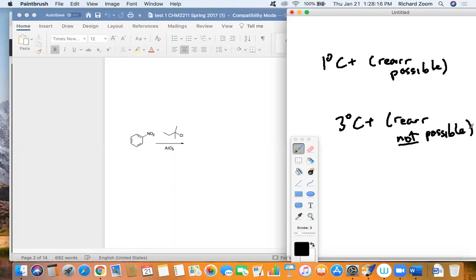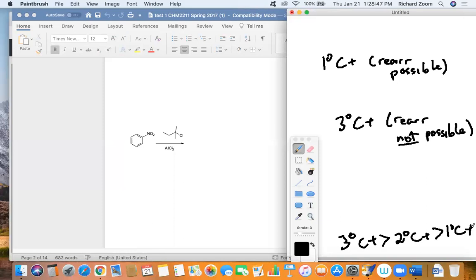So that's what I want you to understand. That's a common question people have. They say, well, I'm looking at it, how do I know if it's going to rearrange or not? Well, what I'm saying is if it can rearrange, it will, but it has to be able to rearrange into something more stable than it currently is. And the hierarchy of stability, again, is tertiary C plus is more stable than secondary C plus is more stable than primary C plus.